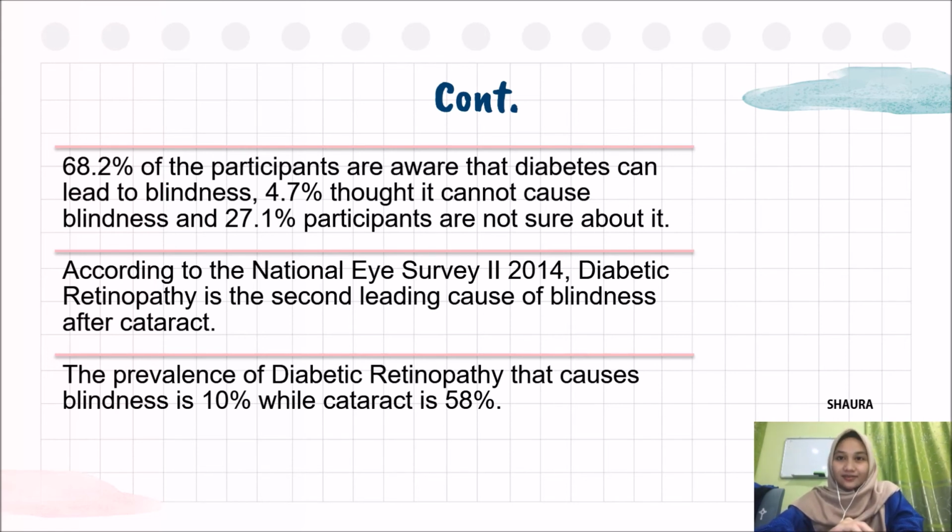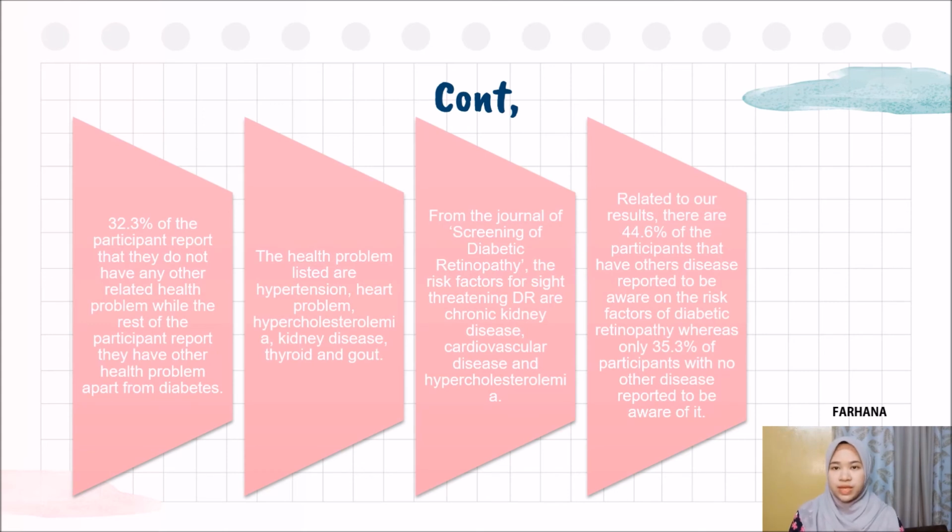In our study, the participants were asked if they have any other health problem other than diabetes. 32.3% of the participants reported that they do not have any other health problem, while the rest have other health problems. The health problems listed are hypertension, heart problem, hypercholesterolemia, kidney disease, thyroid, and gout. From the Journal of the Screening of Diabetic Retinopathy, the risk factors for sight-threatening diabetic retinopathy are chronic kidney disease, cardiovascular disease, and hypercholesterolemia.